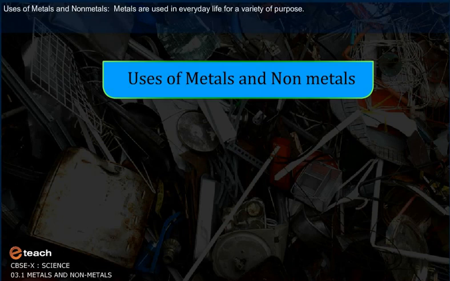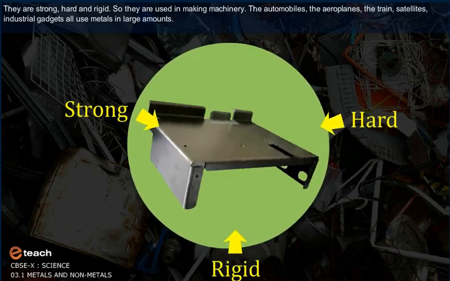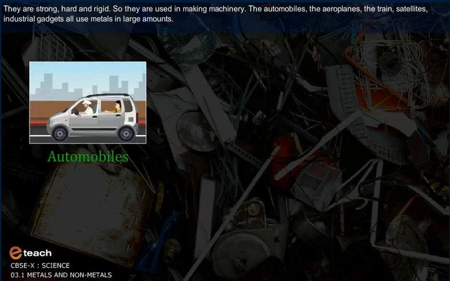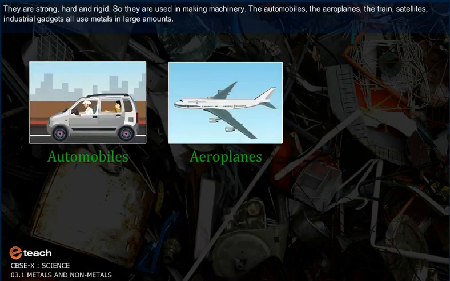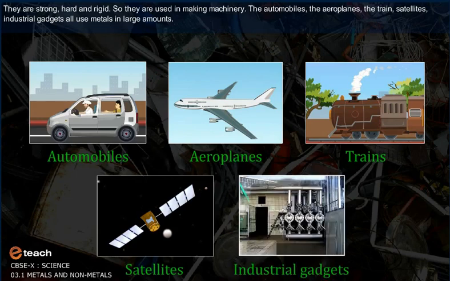Uses of metals and non-metals. Metals are used in everyday life for a variety of purposes. They are strong, hard and rigid, so they are used in making machinery. The automobiles, the aeroplanes, the trains, satellites, industrial gadgets all use metals in large amounts.